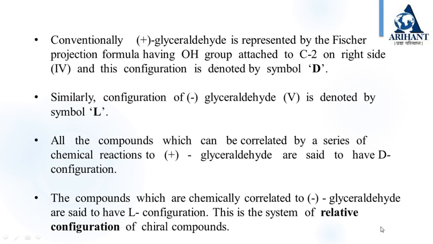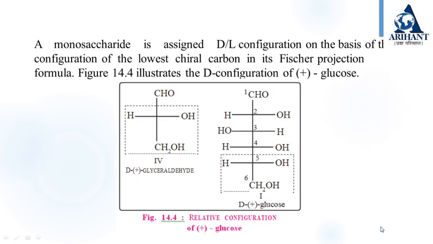Conventionally, plus glyceraldehyde is represented by the Fischer projection formula having the OH group attached to C2 on the right side, and this configuration is denoted by the symbol capital D. Similarly, the configuration of negative glyceraldehyde is denoted by the symbol L. All the compounds which can be correlated by a series of chemical reactions to plus glyceraldehyde are said to have D configuration, and the compounds which are chemically correlated to negative glyceraldehyde are said to have L configuration. This is a system of relative configuration of chiral compounds.